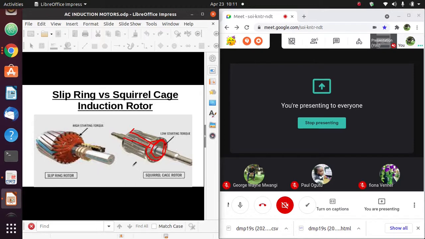Now, what happens is that these copper bars are skewed, they are put at an angle so that they prevent magnetic locking between the rotor and the stator. They are used to quieten, to reduce vibration in the rotor when it's rotating.